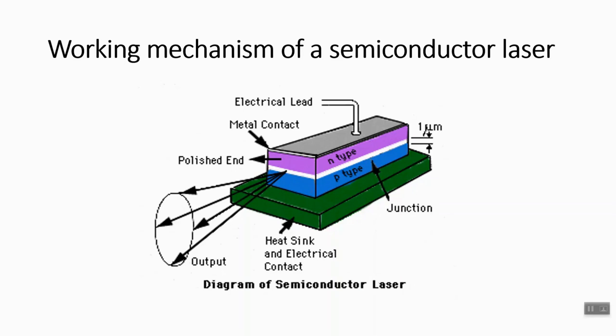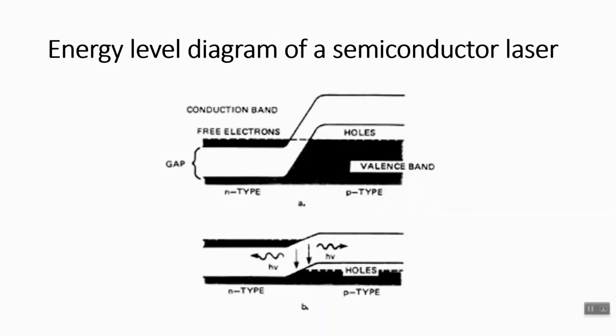The output is also not as monochromatic as a gas laser. A commonly used semiconductor laser is gallium arsenide. In semiconductor laser diodes, population inversion occurs in the conduction band.